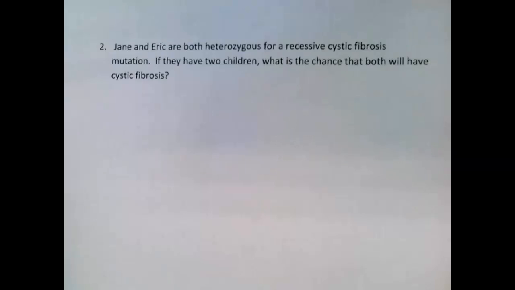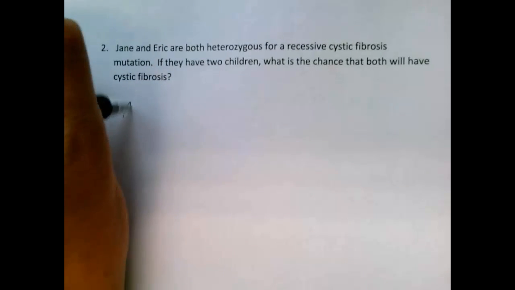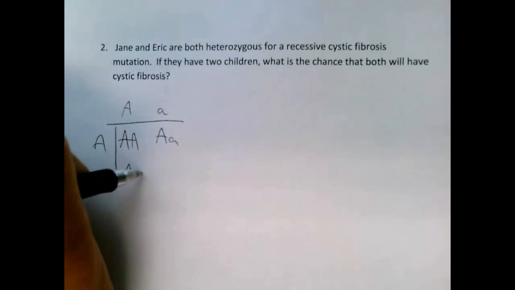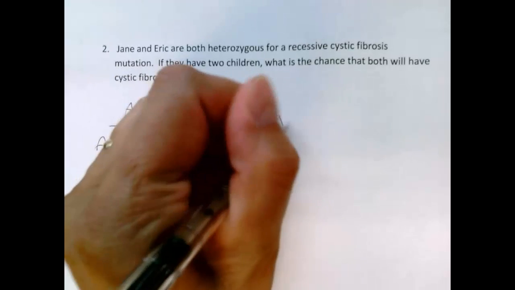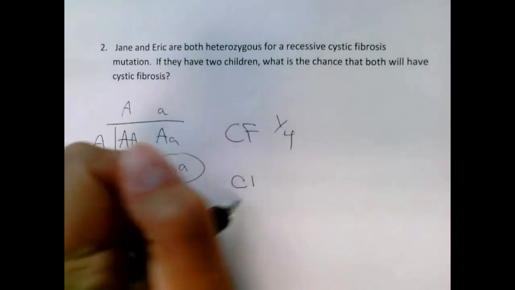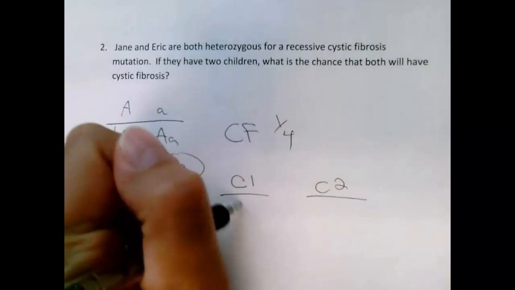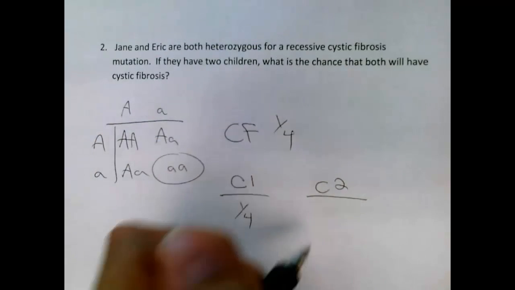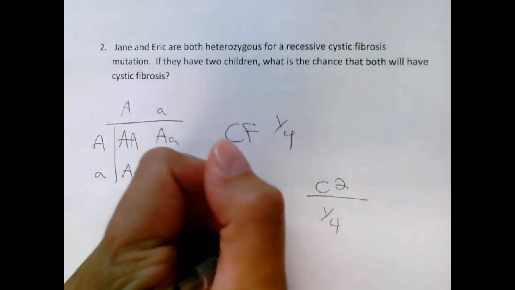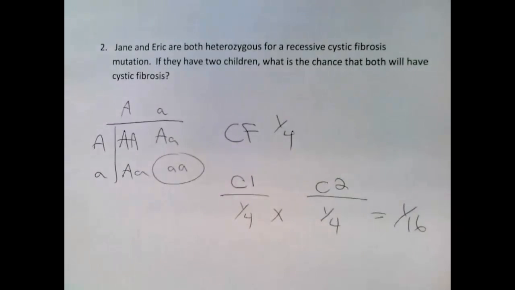give 1/8. In the second question, Jane and Eric are both heterozygous for the recessive cystic fibrosis mutation. And so if they have a child together, the chances of having an affected child who has cystic fibrosis is 1 in 4. The question actually asks, if they have 2 children, what's the chance that both will have cystic fibrosis? And so we're going to look at child 1 and child 2. Chance that child 1 will have cystic fibrosis is 1/4. Same probability for the second child. Since these both need to be true, we're going to multiply them together to get 1/16.